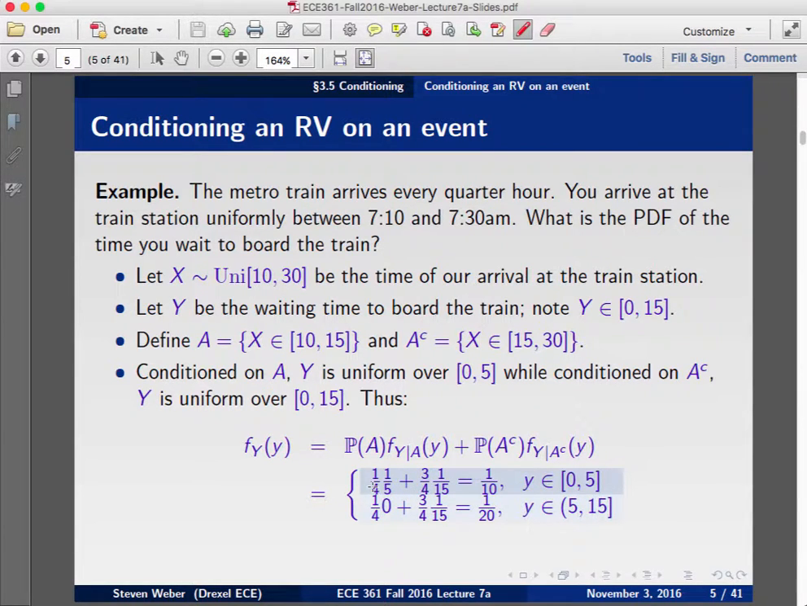So what we've plugged in here is 1/4, the probability of A, times 1/5, the conditional PDF given A, plus 3/4, the probability of A complement, times 1/15, the conditional probability density of Y given A complement. And you put those together, you get 1/10 for y in the first 5 minutes, and the same argument gives you 1/20 for y between 5 and 15.